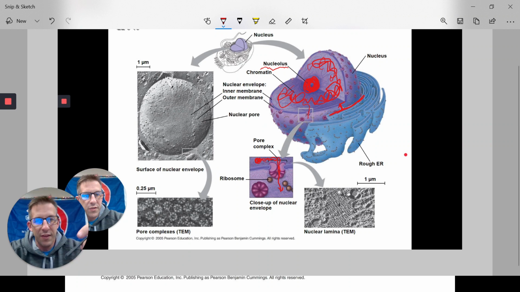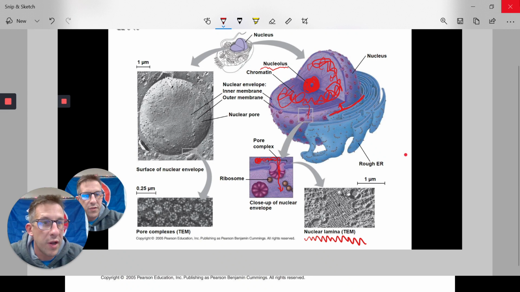Okay. Now the nuclear envelope, as I mentioned before, is similar in construction to the cell membrane, but it has this stuff called nuclear lamina. Okay, and nuclear lamina is almost like rebar. It provides structural support to the nuclear envelope so it doesn't collapse in on itself.